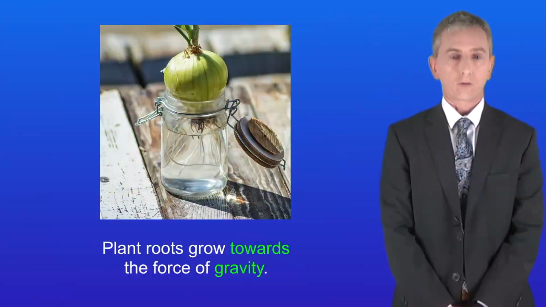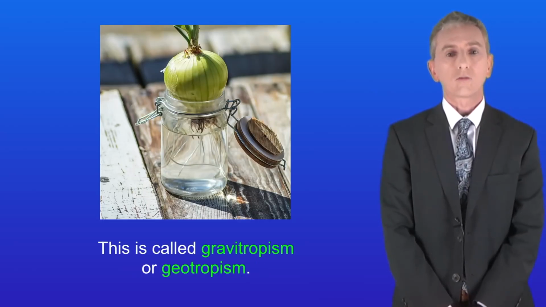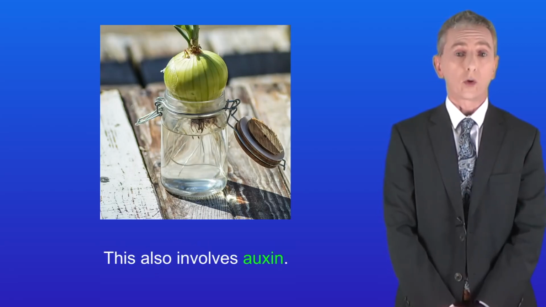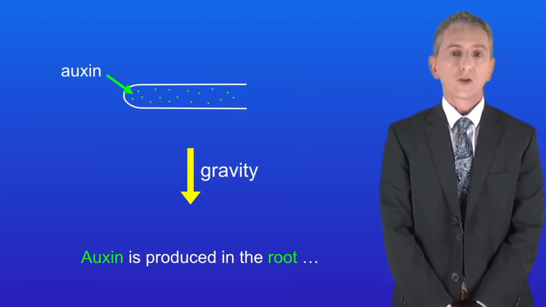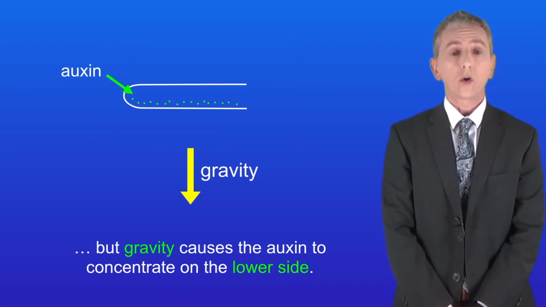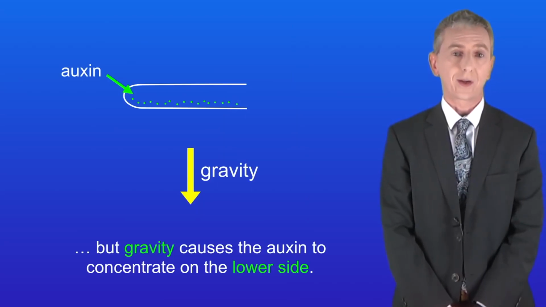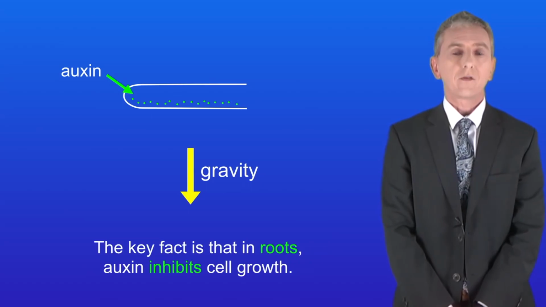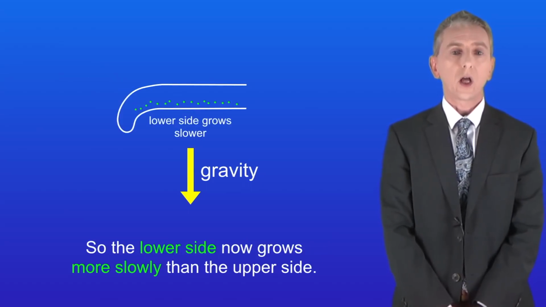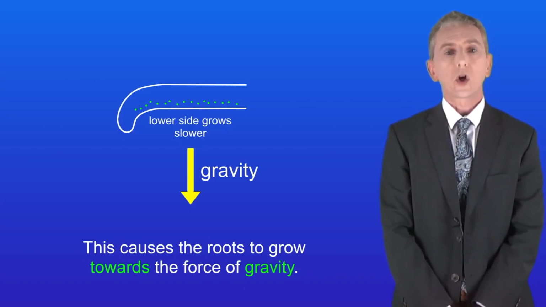Now, plant roots grow towards the force of gravity, and I'm showing you that here. This is called gravitropism or geotropism, and this also involves auxin. Auxin is produced in the root, but gravity causes the auxin to concentrate on the lower side. Now, the key fact is that in roots, auxin inhibits cell growth, so the lower side now grows more slowly than the upper side, and this causes the roots to grow towards the force of gravity.